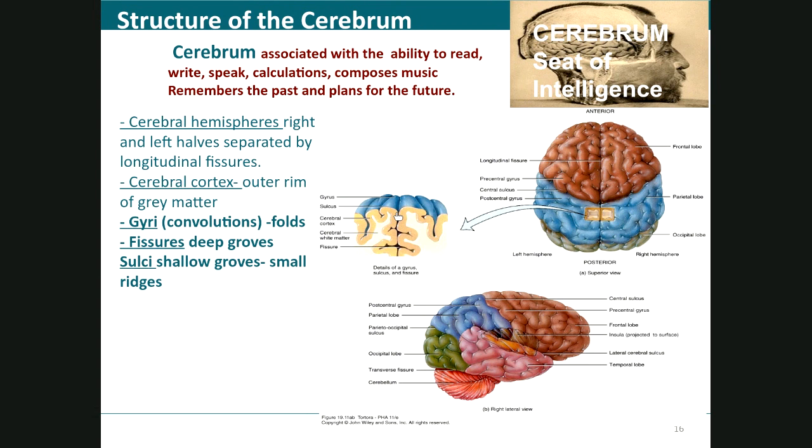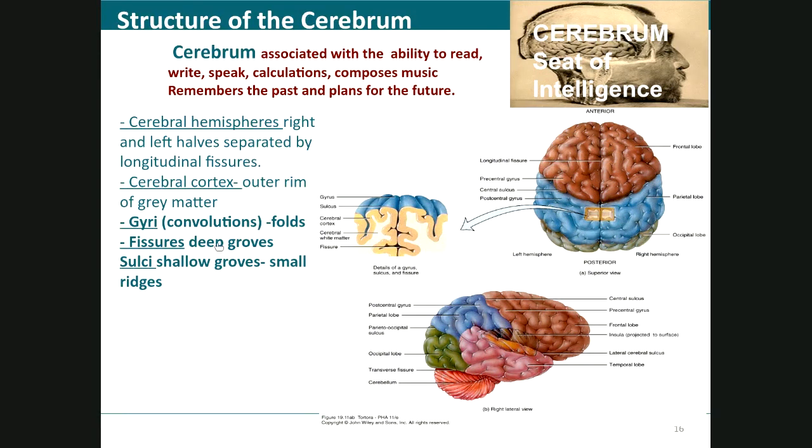First of all, you can see here this outer dark yellow region is called the cerebral cortex. The cerebral cortex in the brain is the outer rim of gray matter, where the inside is the white matter. Remember, it was the opposite in the spinal cord. The cerebral cortex also has two hemispheres, a right hemisphere and a left hemisphere, and it's separated by a division called the longitudinal fissure.